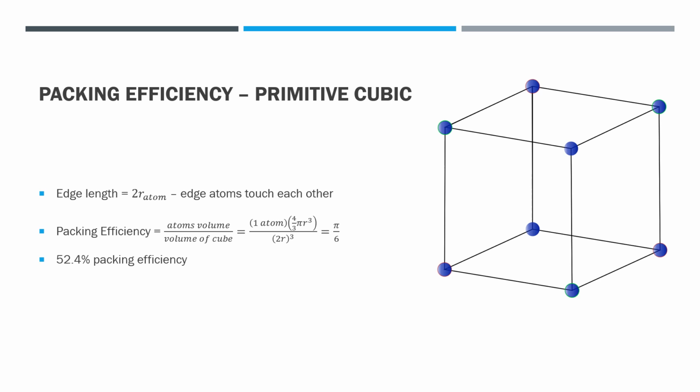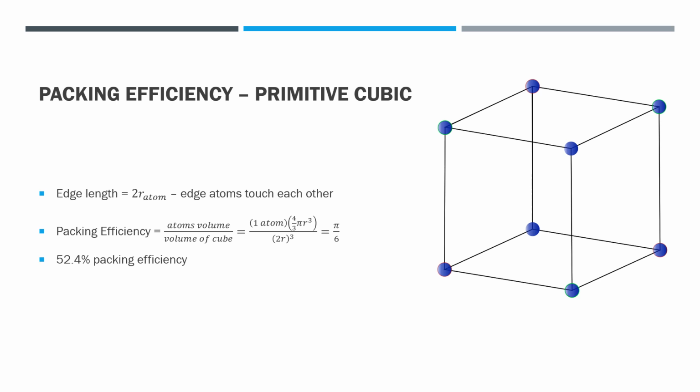Okay, so now I want to talk more about properties of these different unit cell structures. We mentioned primitive cubic, body-centered cubic, and face-centered cubic, and now we're just going to go through each of these and look at properties of them. The first property we're going to look at is packing efficiency. What does packing efficiency mean?